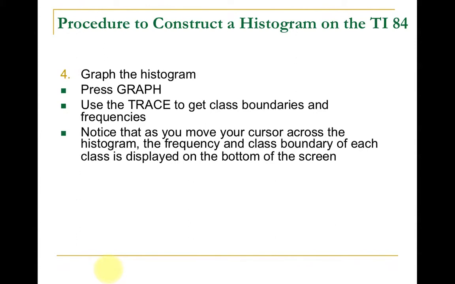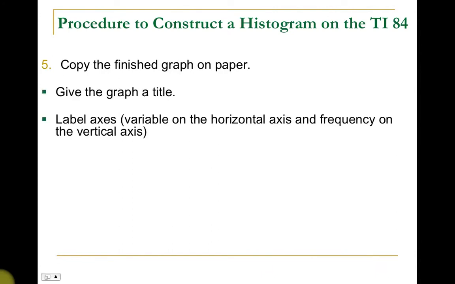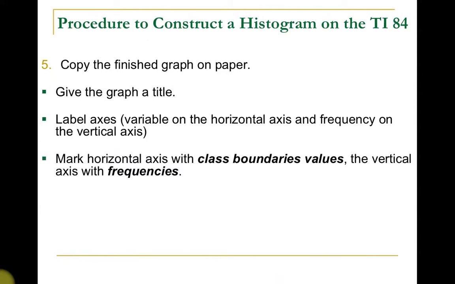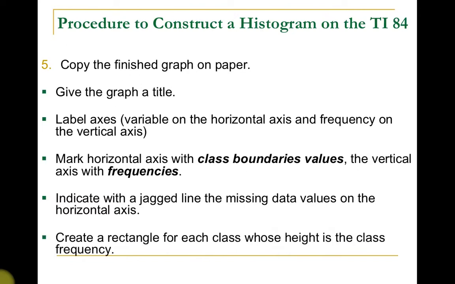Okay, notice that as you move your cursor across the histogram, the frequency and class boundary of each class is displayed at the bottom of the screen. Okay, to copy your finished graph on paper, you give your graph a title, you label the axes, those are the vertical and horizontal axes. Frequency would go on the vertical axis and the variable would go on the horizontal axis. We mark the horizontal axis with class boundary values. We mark the vertical axis with frequencies. And then we indicate with a jagged line the missing data values on the horizontal axis. So let me give you an example of what we have to do.